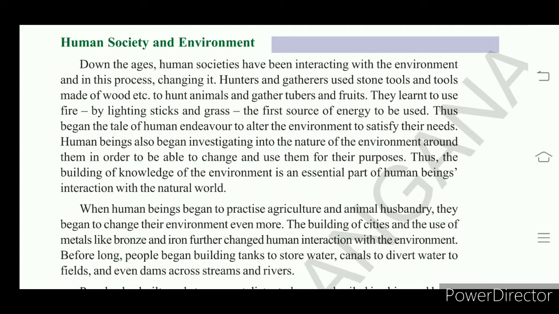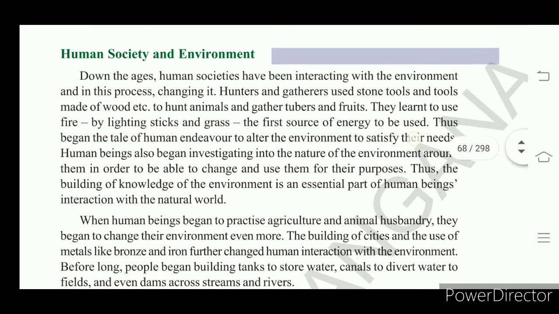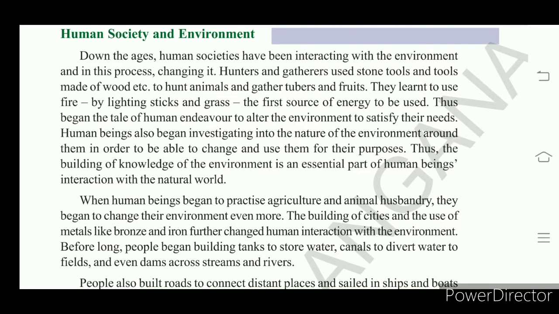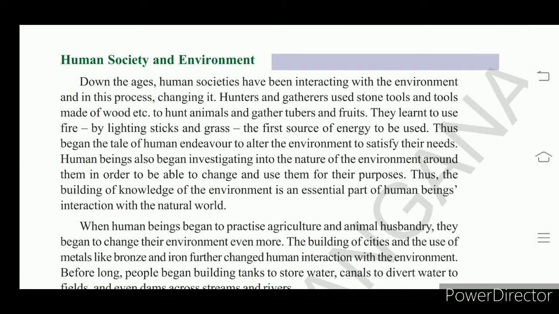For example, the story of our human history says we began our life as hunters and gatherers. So then, hunters and gatherers used tools made of wood and stone, and such tools they used to hunt animals and to gather tubers and fruits. That was the first alteration of human beings to the environment.